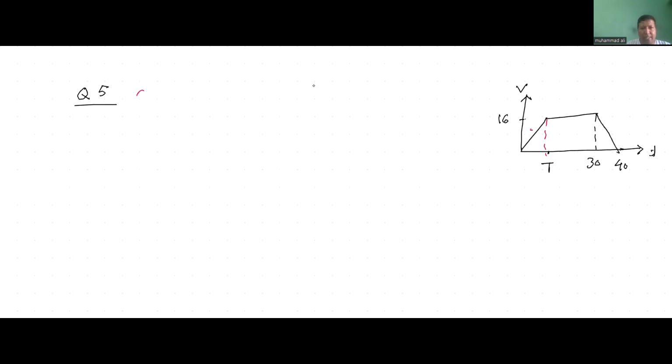So how will we find out acceleration? Acceleration equals this part, opposite, 16, divided by this, t. So acceleration is given as 2 meters per second squared. So 16 divided by t. So t equals 8 seconds. The first answer, A, is completed.